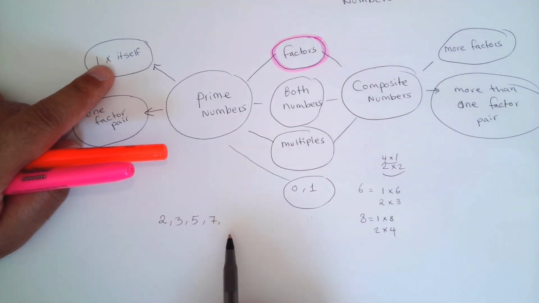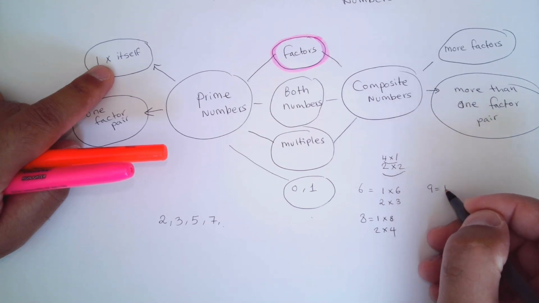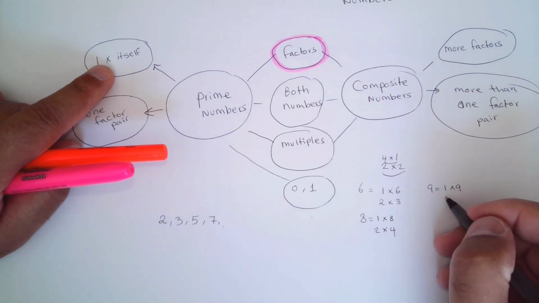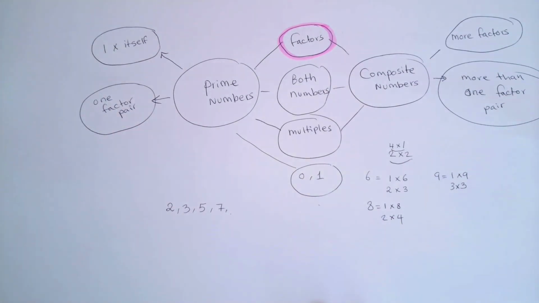So are all prime numbers odd numbers? No, because 9 is an odd number, but 9 I can get it by 1 times 9, but I also can get it by 3 times 3. So it is not a prime number, okay? Basically, you have to think about the factor pairs, the two numbers that you have to multiply to get the multiple. And if that multiple is prime, that means it has one factor pair. If it has more than one factor pair, then it is a composite number.